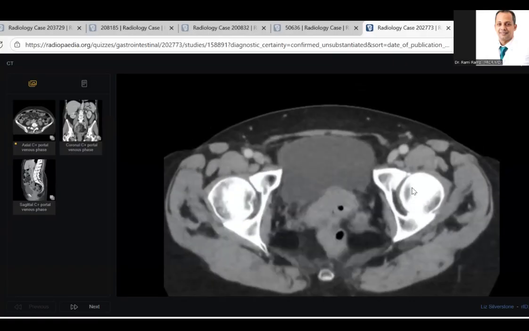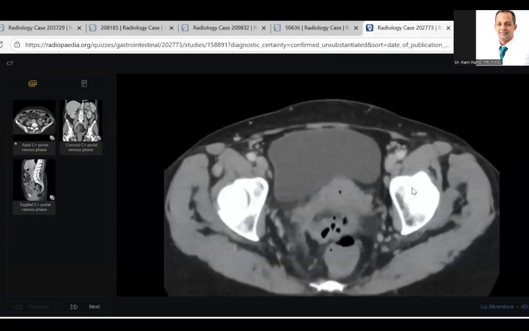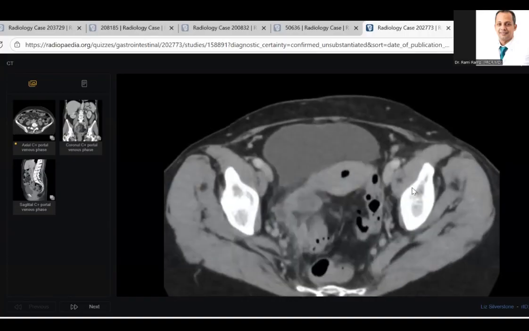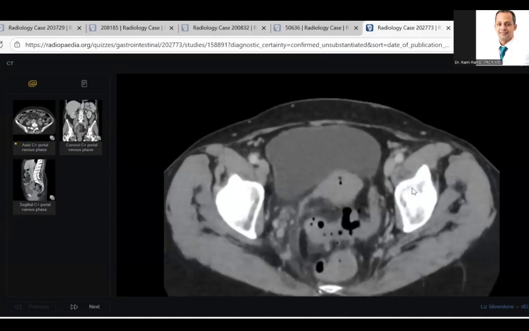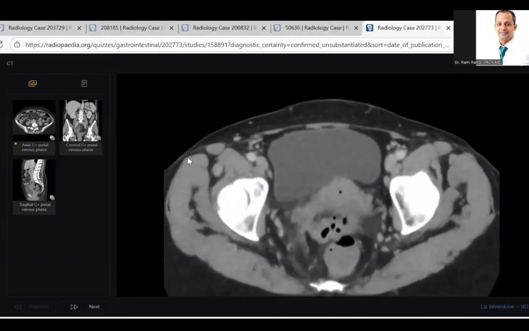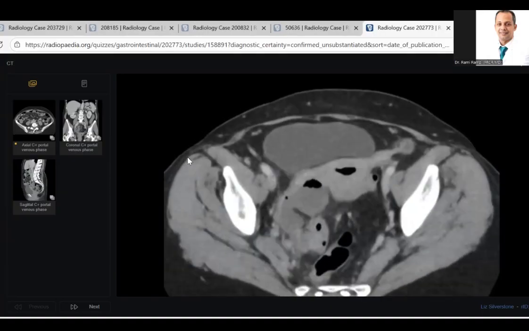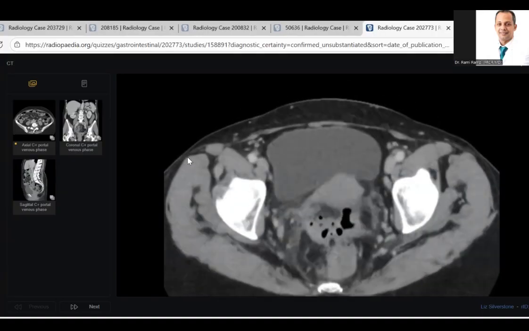I could appreciate a few air locules in the uterus, in the endometrial cavity, and in the vagina. I could also appreciate that there is some air in the endometrial cavity as well. Can you please scroll upward? I want to confirm that. I think this is the sigmoid colon with multiple diverticuli seen.